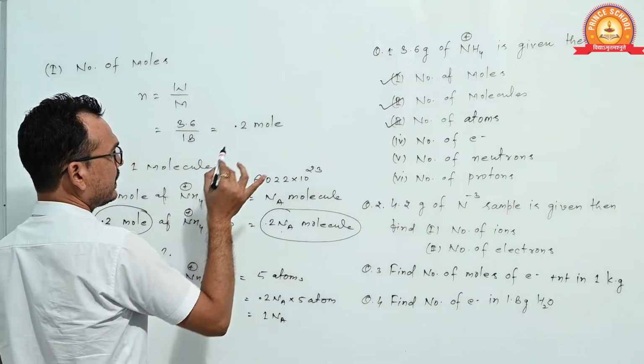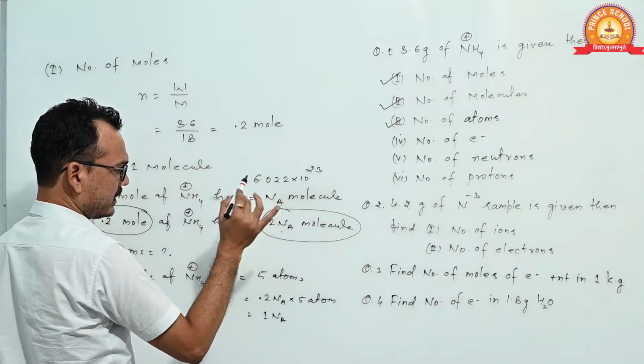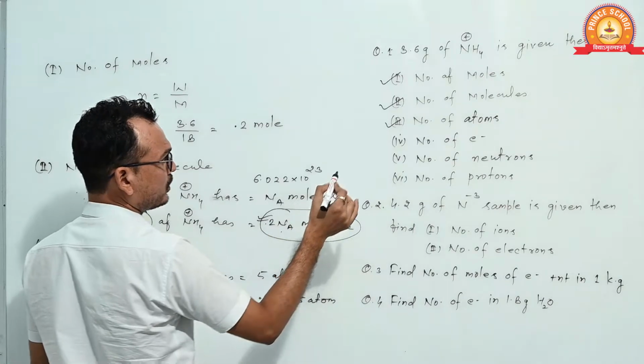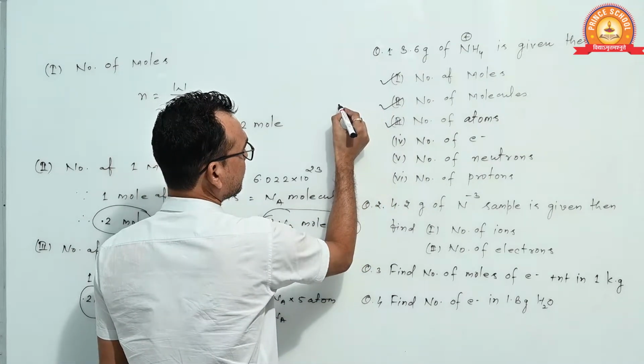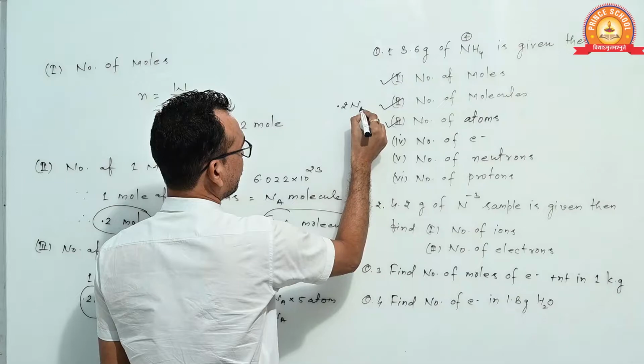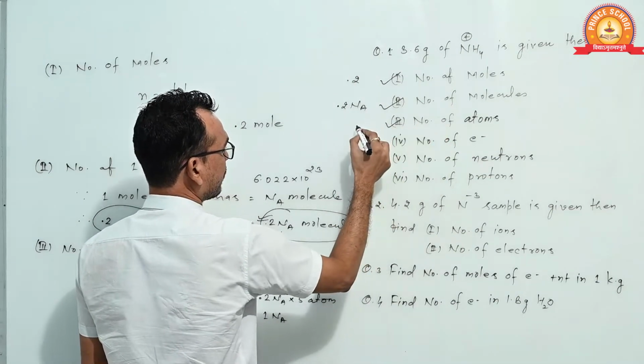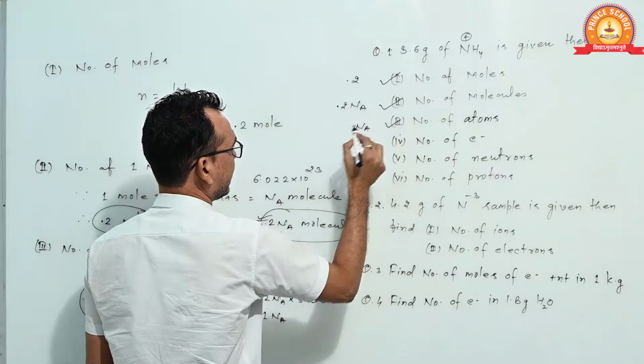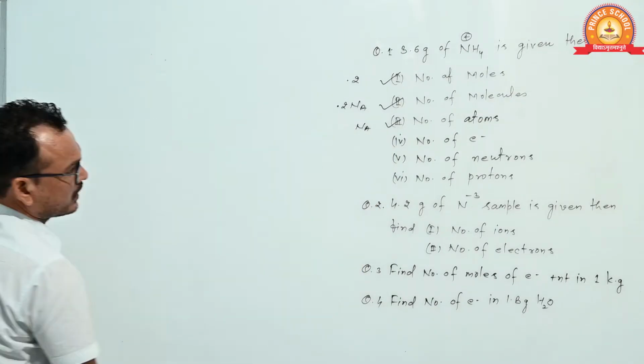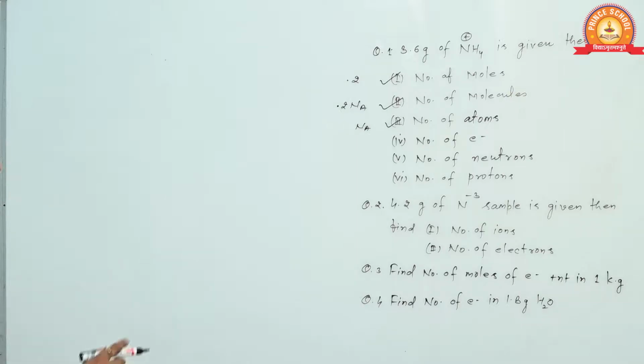And this is the summary. Number of molecules is 0.2 Na. Number of moles is 0.2. Number of atoms is Na. Clear? Next, our next question is the number of electrons.